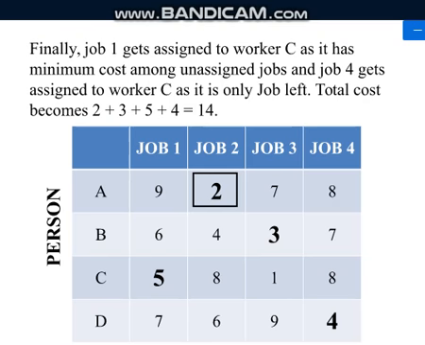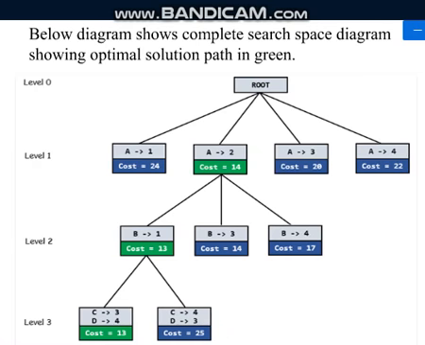Okay, so if you look at this, the best possible solution is 2, 6, 1 and 4. That is job 2 to person A, job 1 to person B, job 3 to person C and job 4 to person D. So that is what is branch and bound. See, you are just checking for all possible values. Bound means you have a boundary.